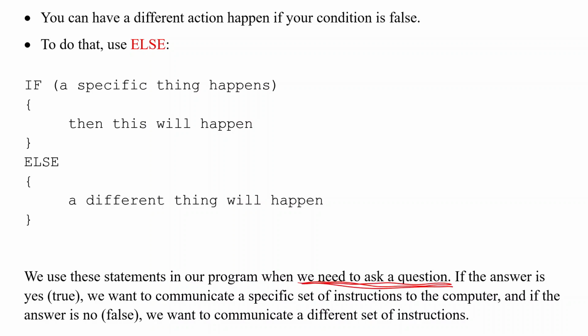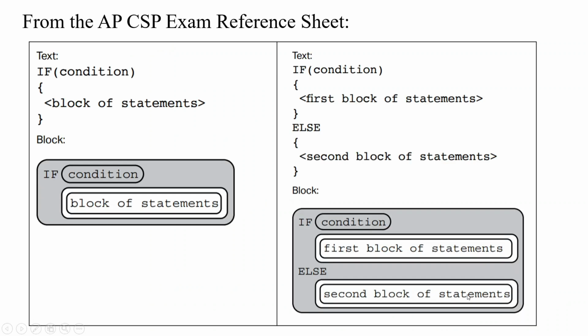And if the answer is yes, then I want to communicate a specific set of instructions to the computer. And if it's no, I want to communicate a different set of instructions. So I ask a question, the computer answers true or false, and based on that answer, the segment will run.